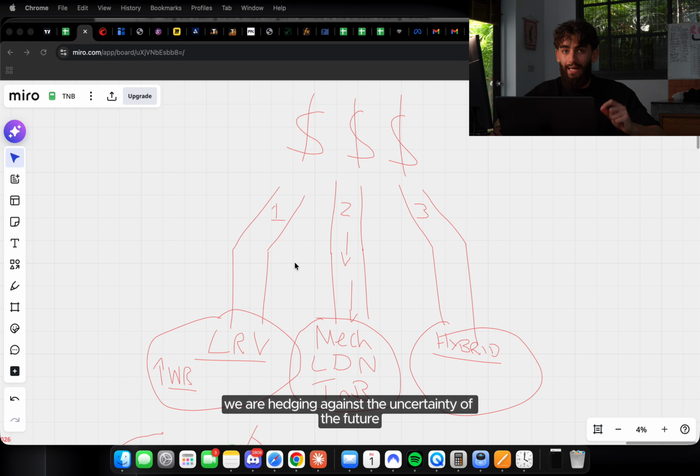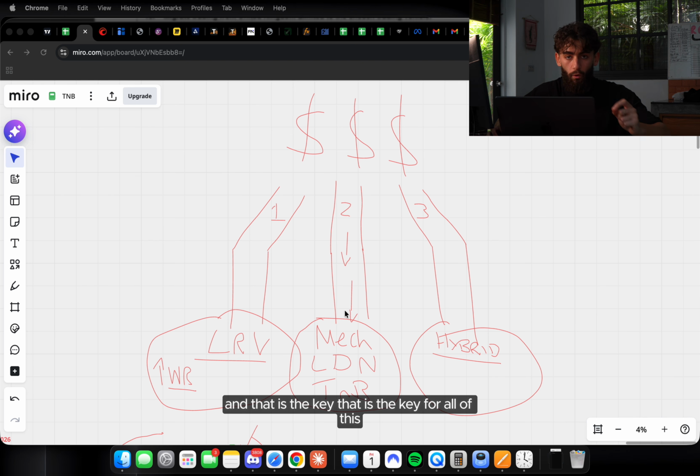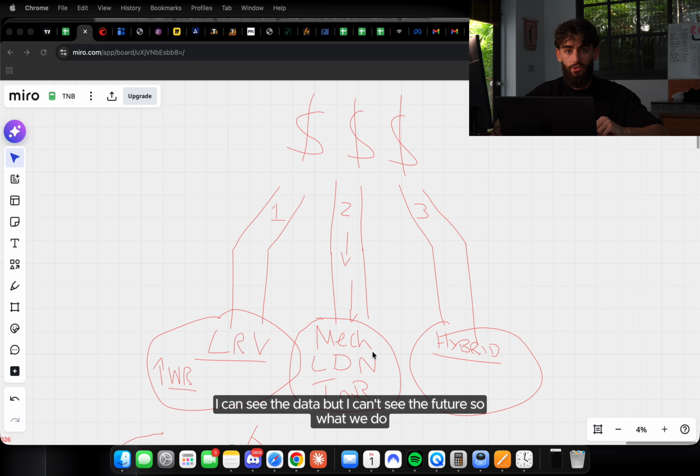We are hedging against the uncertainty of the future, and that is the key. That is the key for all of this, and that's a philosophy that I bring with me throughout my day trading. I don't know whether the LRV is going to perform this month. Same with Mech London, same with hybrid. I can see the data, but I can't see the future.